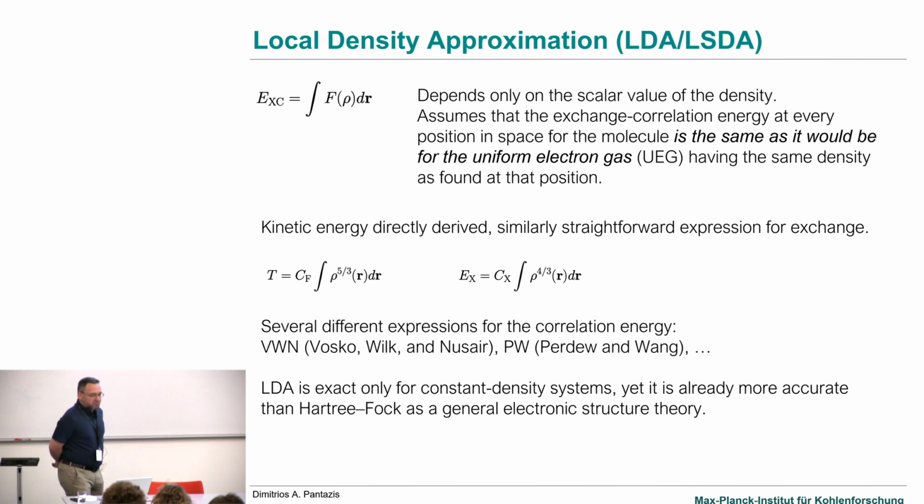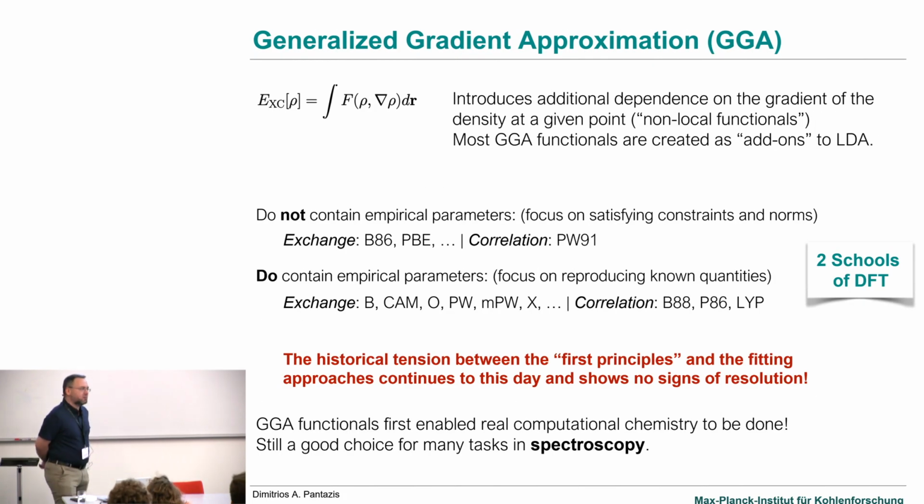So there are different families and different levels of functionals. One is called the local density approximation, where the energy depends only on the scalar value of the density, like the value at each point. Or we can think about depending also on the gradient of the density. So the energy depends also on how the density is changing at each point. And then we have many functionals that belong to the GGA, and that was the first useful approximation in chemistry. And it is still pretty good for many tasks in spectroscopy.